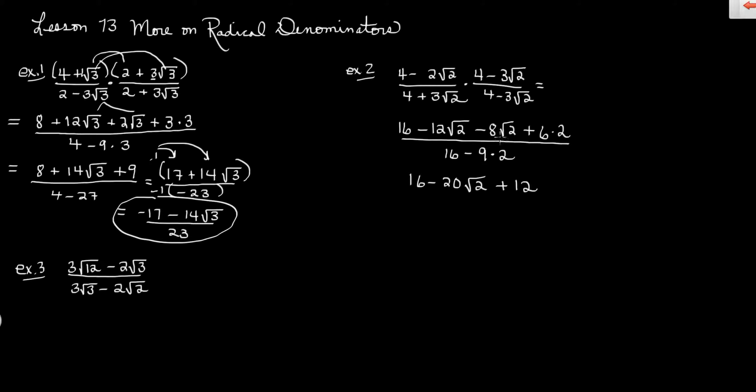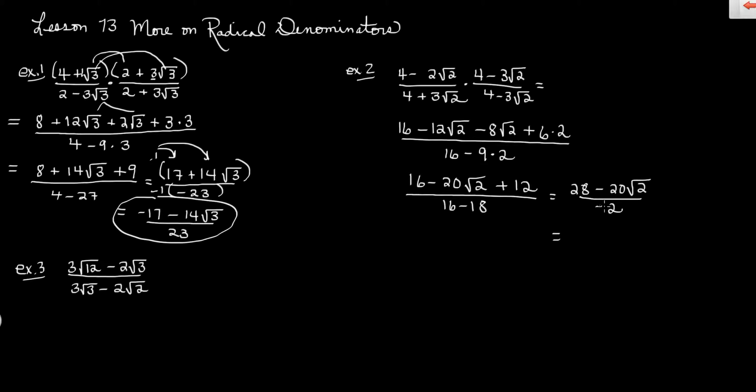All right, so we get negative 20. Then in the denominator, we're going to get 16 minus 18. The numerator, if we add these together, we're going to get 28 minus 20 root 2 all over negative 2.